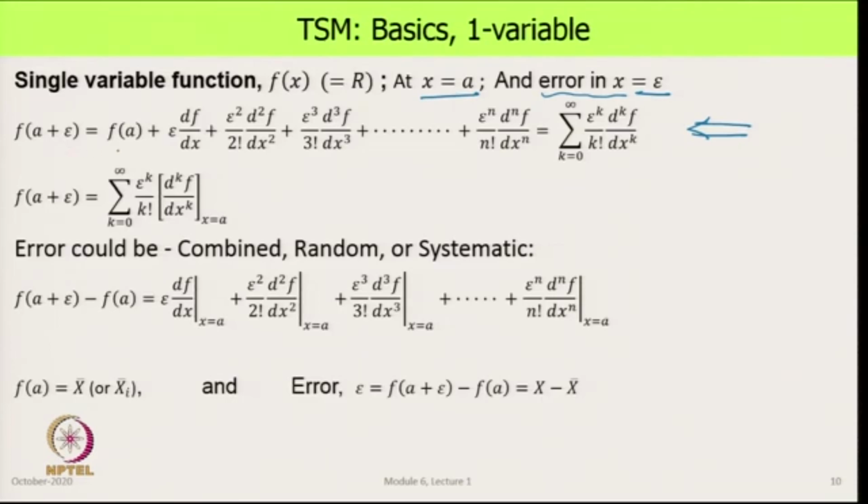plus epsilon is f a, value of the function at a, plus epsilon times df by dx plus epsilon square by 2 factorial the second derivative of x, and the third derivative, and like that nth derivative. And all of this can be written as a summation epsilon to the power k divided by k factorial, the kth derivative of f with respect to x. And k goes from 0 to infinity. So, it tells you that you can have many terms in this formula.